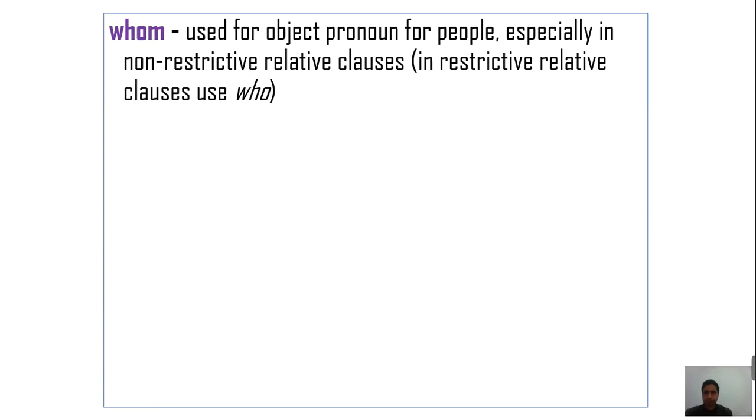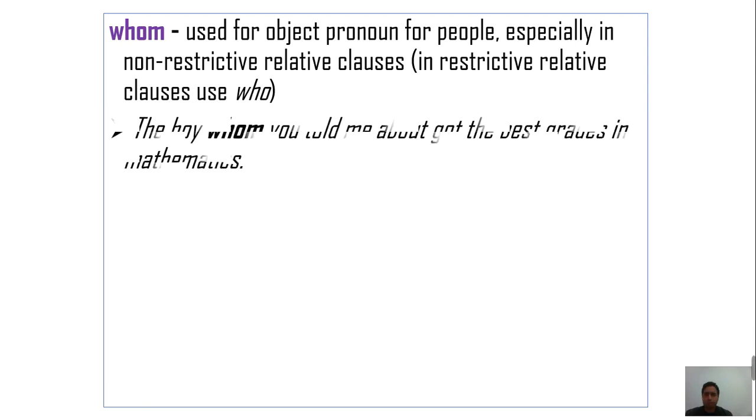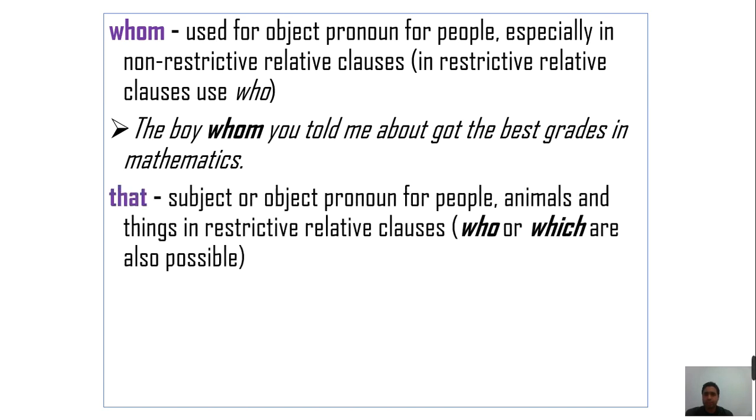So whom here is used as an object pronoun for people, especially in non-restrictive relative clauses. In restrictive relative clauses we use who. So, the boy whom you told me about got the best grades in mathematics.